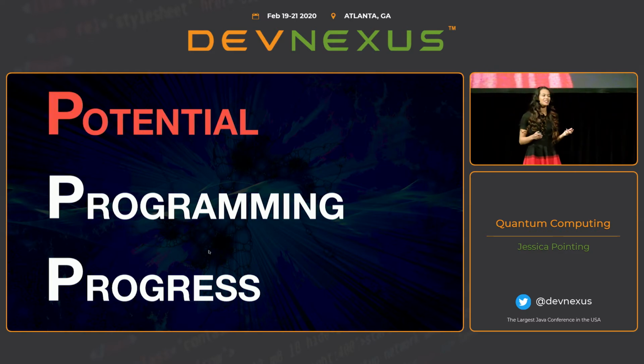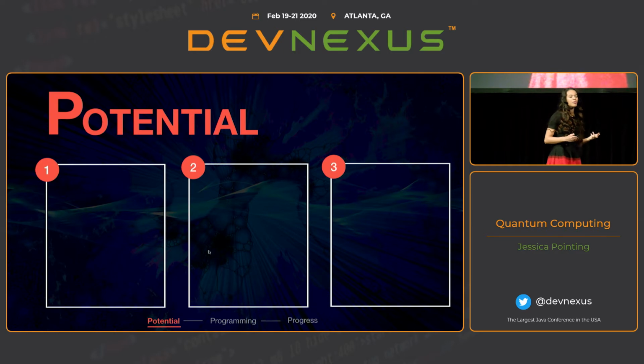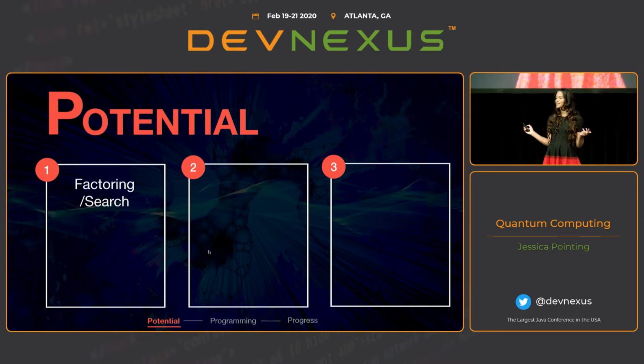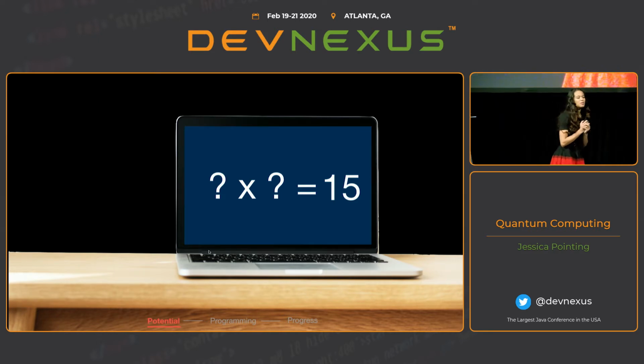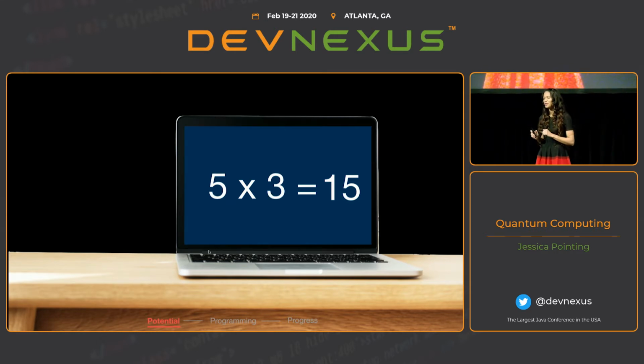So to start off with potential, let's look at some examples. I have 3 categories of applications. The first one is factoring and search. So let's take a look at an example. Let's say I give your computer the number 15, and I say, now find me 2 prime numbers that multiply to give 15. Well, of course, that's extremely easy. Your computer knows 5 and 3 multiply to give 15.